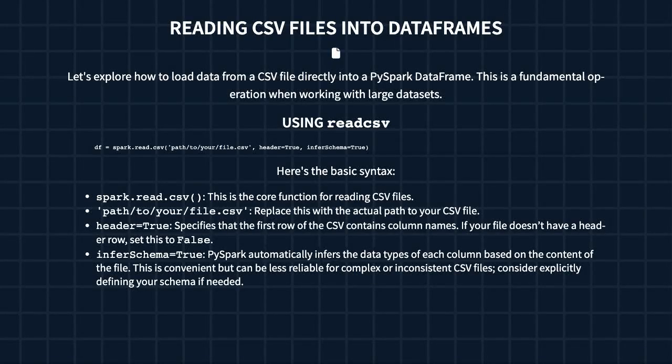Alright, let's talk about getting data into PySpark. One of the most common tasks is reading a CSV file. Think of it as importing data from spreadsheets or text files. We use spark.read.csv to do this. Just provide the path to your file, and PySpark will figure out the column names for you if there's a header row in the file. The inferSchema equals true option is really handy because it automatically guesses what each column should be: numbers, strings, dates, etc. However, sometimes the data isn't perfectly consistent, so explicitly defining your schema can make things more reliable.